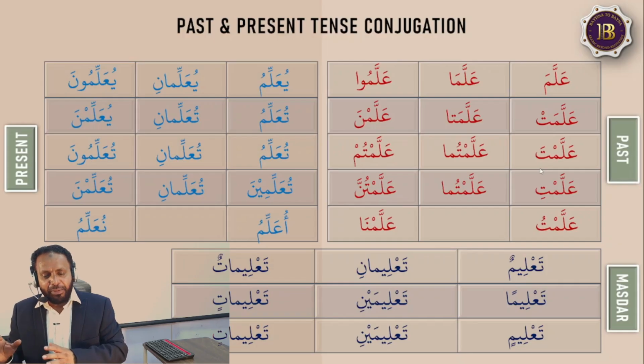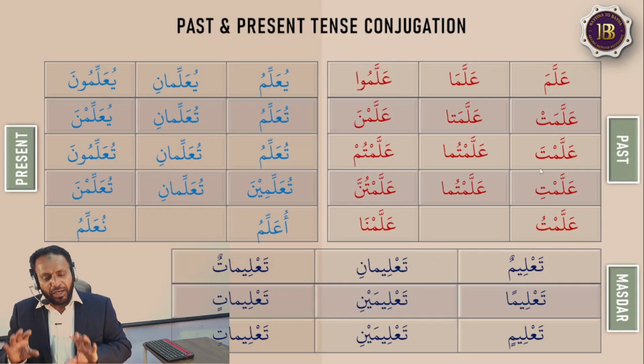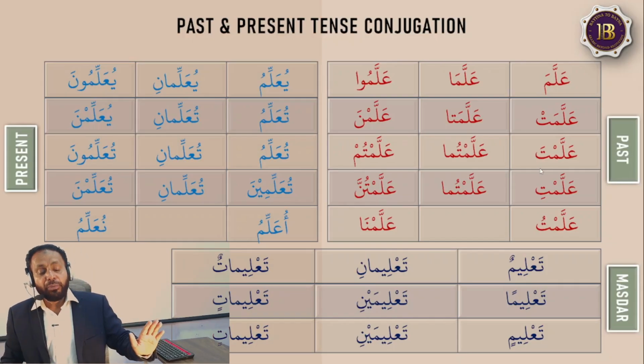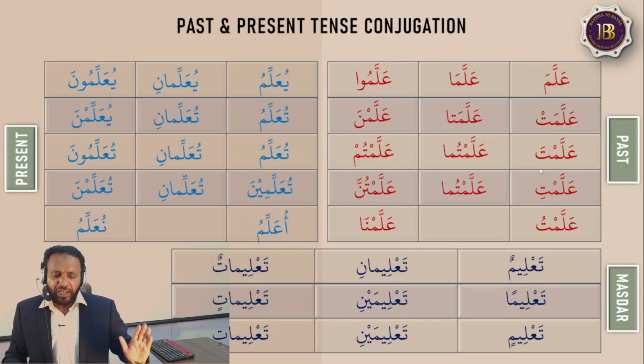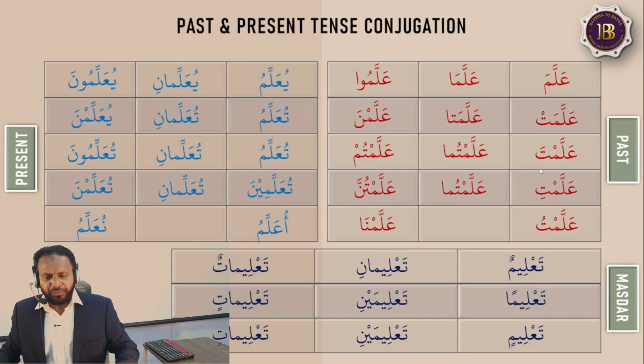For the past tense table, just like nasara. For the present tense table, just like yansuru. And masdar will be like Muslimun for the first two columns, and the last column will be Muslimatun based. Ta'limatun, ta'limatin, ta'limat. That's the only catch. Is that clear to everyone?